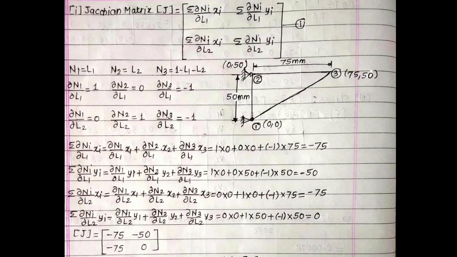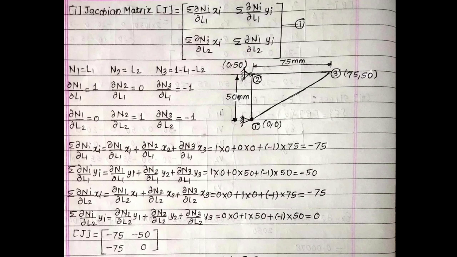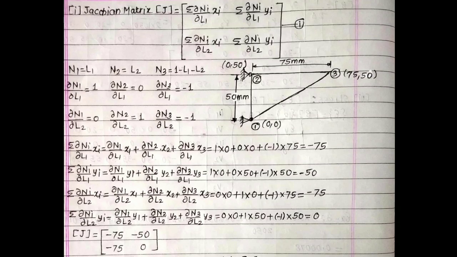Next I will calculate the last term, that is summation of dou Ni by dou L2 into yi. So it is equal to dou N1 by dou L2 into y1 plus dou N2 by dou L2 into y2 plus dou N3 by dou L2 into y3. So it is equal to dou N1 by dou L2 which is 0 into y1 which is 0, plus dou N2 by dou L2 which is 1 into y2 which is 50, plus dou N3 by dou L2 which is minus 1 into y3 which is 50. So I will get its value equal to 0.